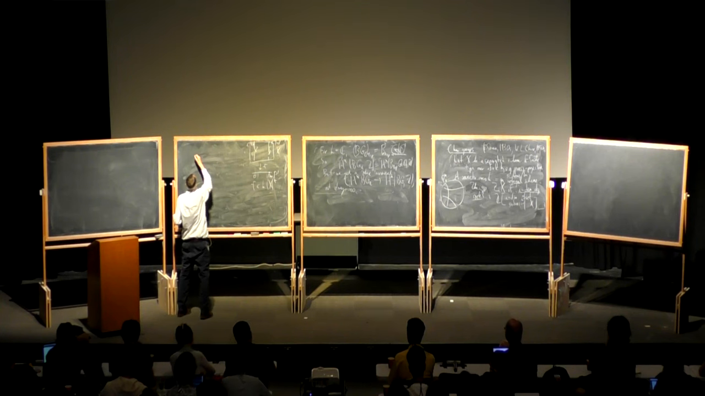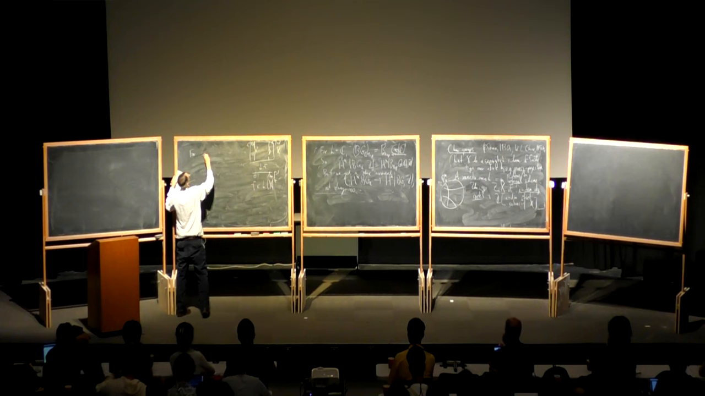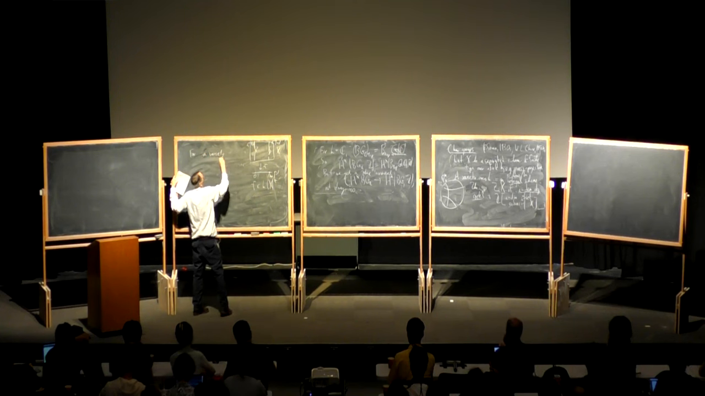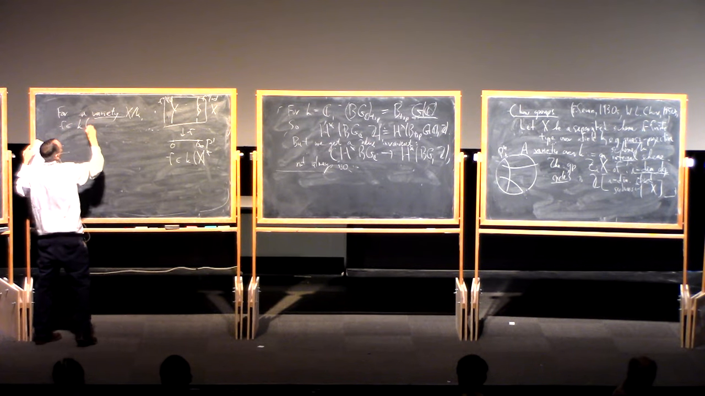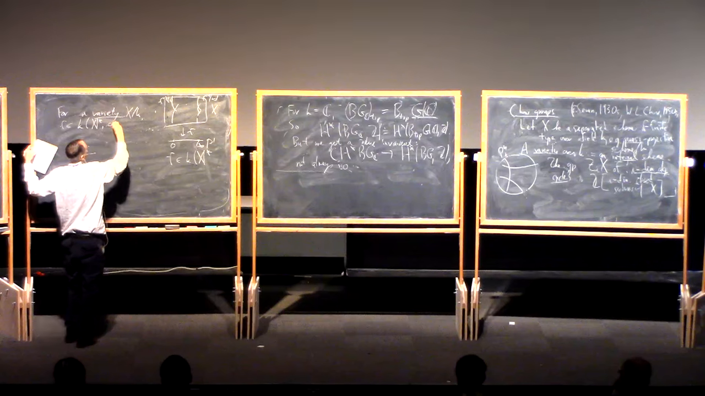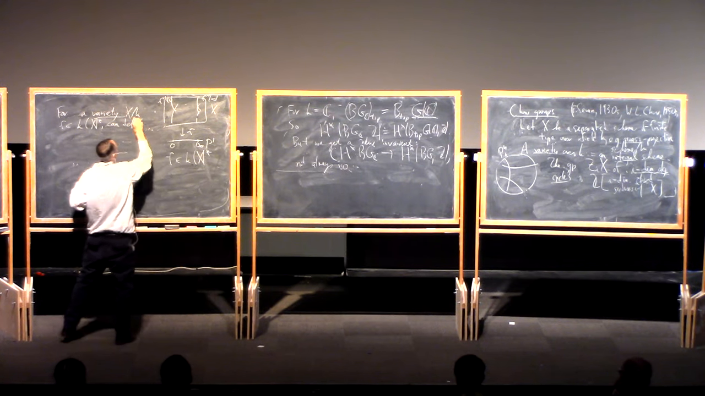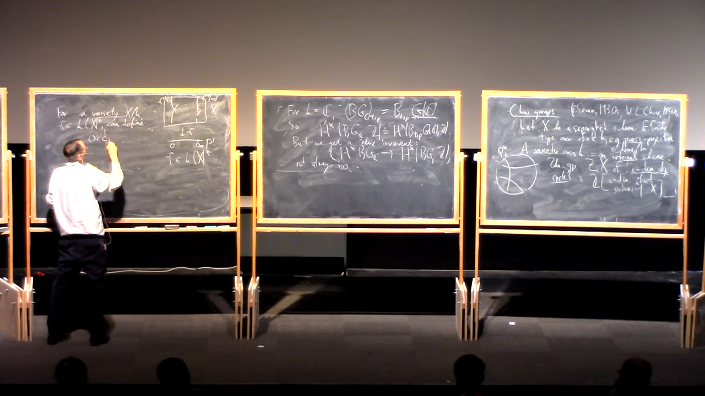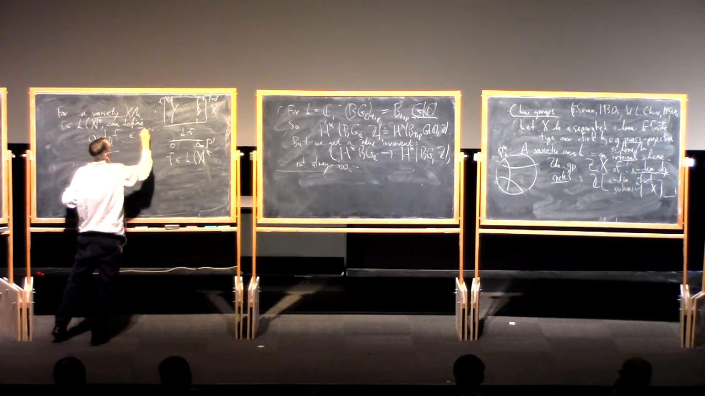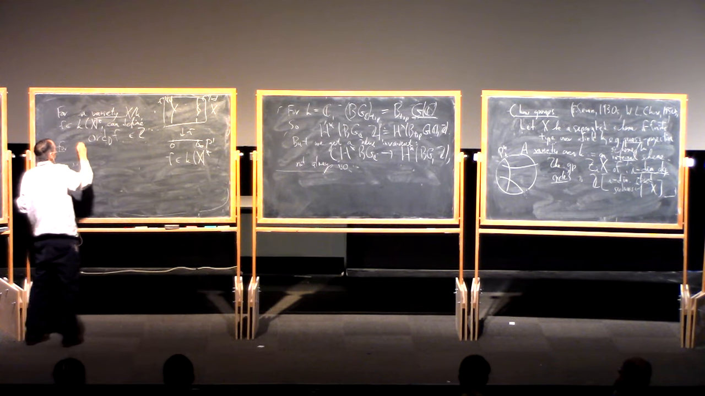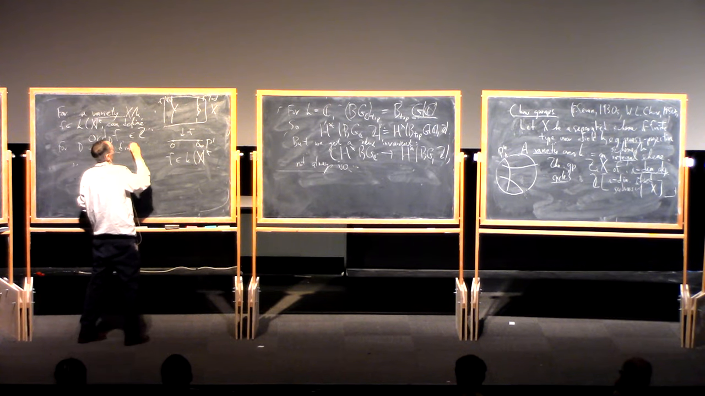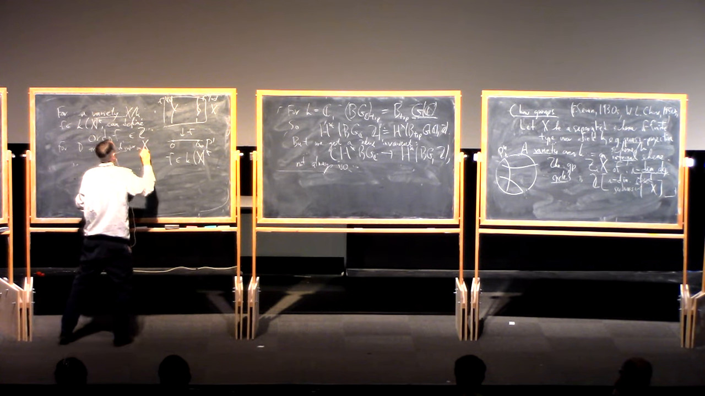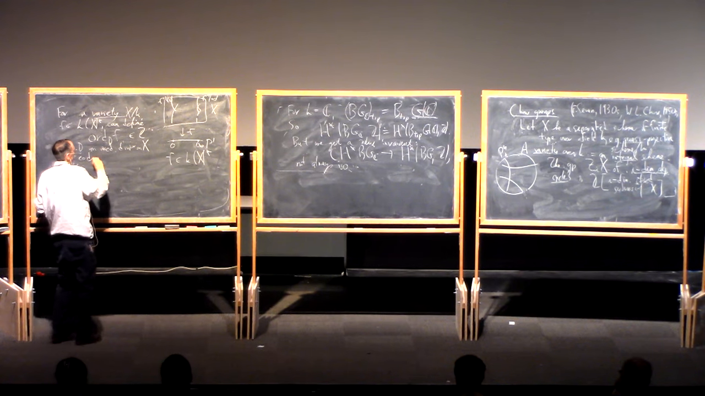So let's see how to say this. Definition: for a variety X over a field and a rational function on it, you can define its order of vanishing on any codimension one subvariety. So for D an irreducible divisor on X, which just means a codimension one subvariety.